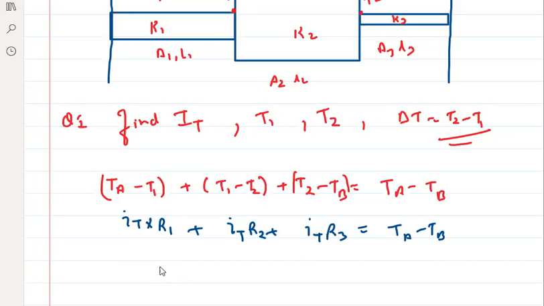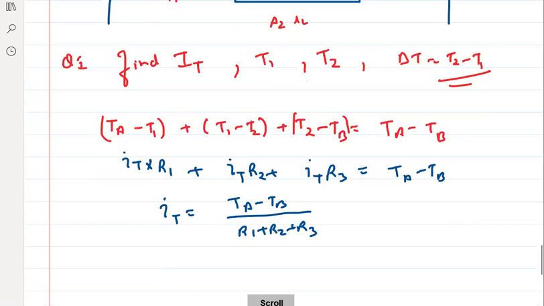So can I say that from here, IT is equal to TA minus TB divided by R1 plus R2 plus R3? Yes or no? If you recall your concept, it is TA minus TB by R equivalent. Yes or no?